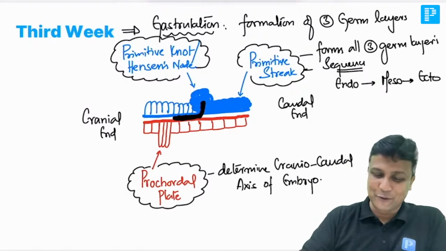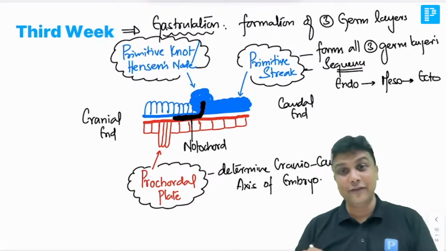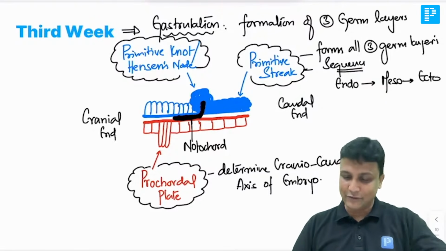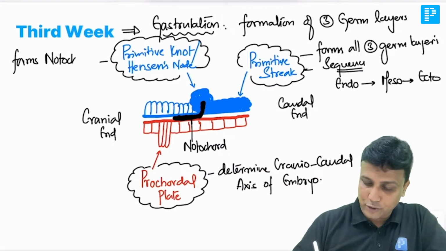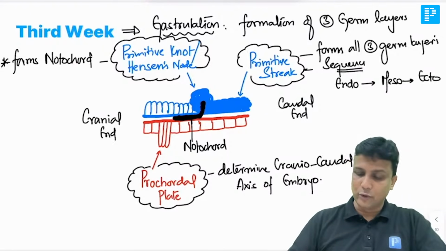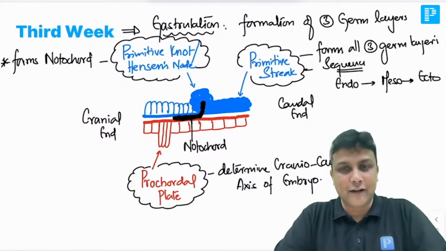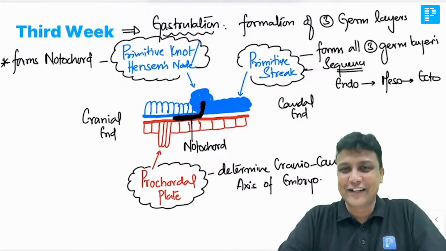This is what we call notochord. So remember, if anyone is going to ask you where the notochord is derived from, remember, it is derived from the primitive knot. So what is the function of the primitive knot? It forms the notochord. Primitive knot is going to form the notochord, sir. Lovely. I hope it is clear. By this, our third week is clear here, sir.